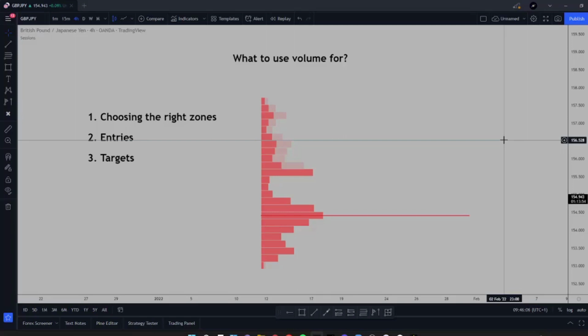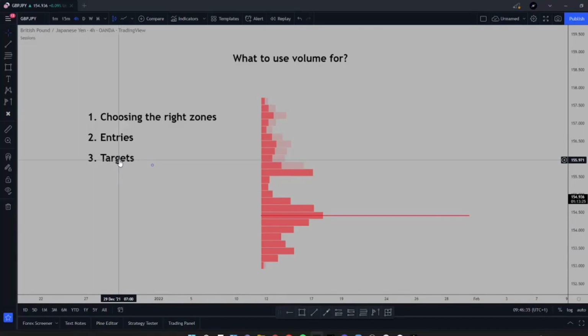Second of all, we can use this for entries. We'll cover a little bit of entries as well, and you will see that entering at our smaller time frame, seeing where the volume is, seeing where the point of control is. As you can see, this would be the point of control. This is basically the level where the most volume was transacted from a certain range that you chose. So we're going to show you how we enter at these levels.